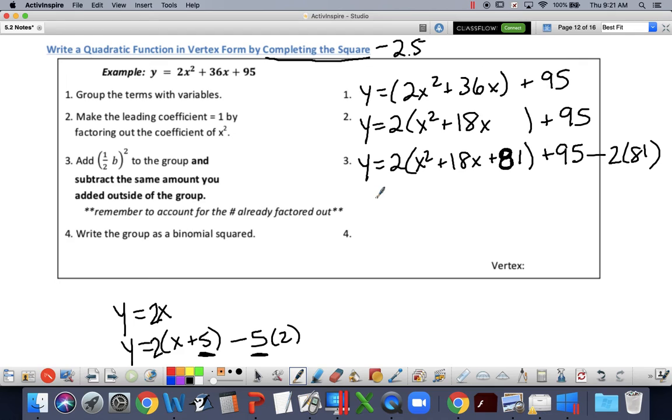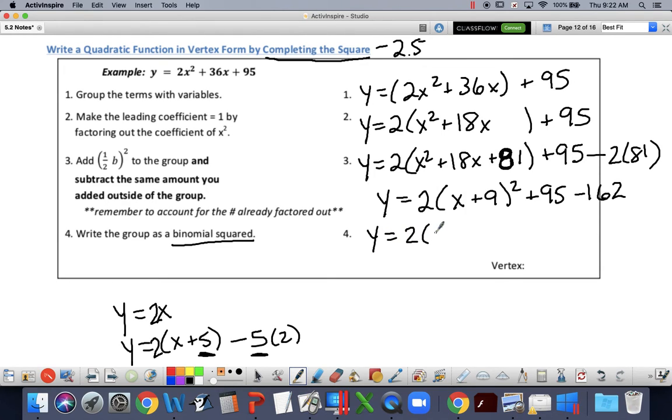So let's, in the middle here, combine our like terms to make sure we know what's going on. I've got 2. Instead of writing it this way, I'm going to write it as the binomial squared. So if we remember, this is x plus 9, the quantity squared, and then I've got my plus 95 minus 162 out the end, which means I'm going to finally do the last step here, combine all my like terms.